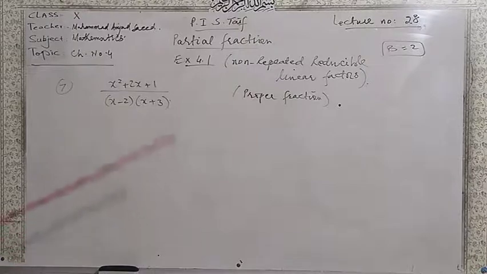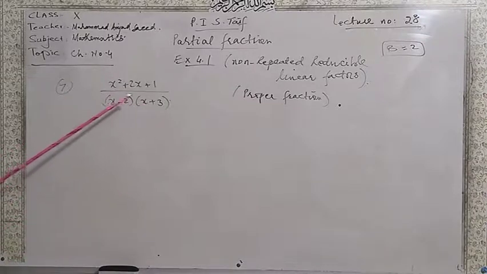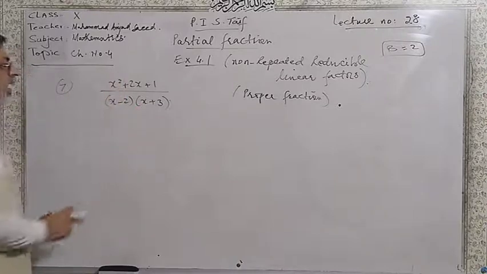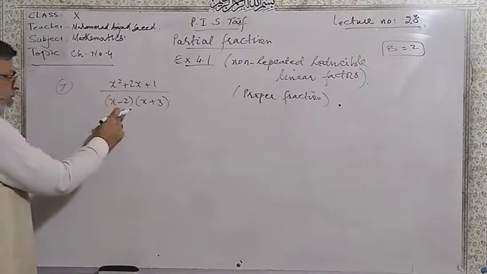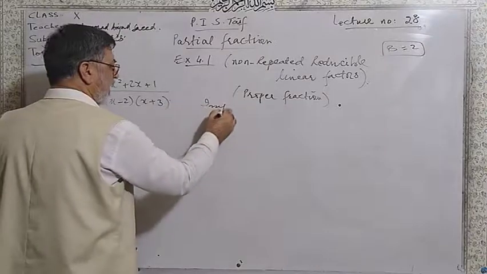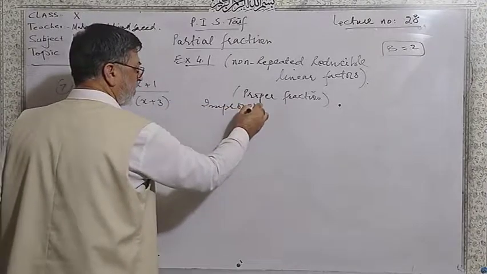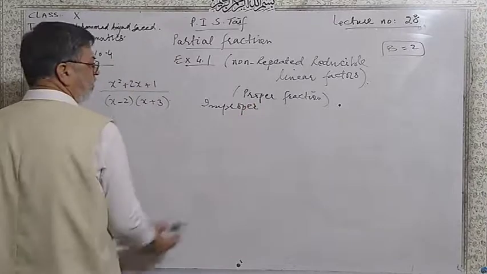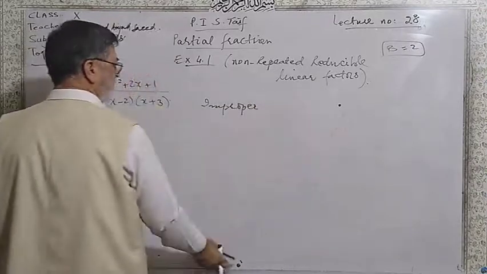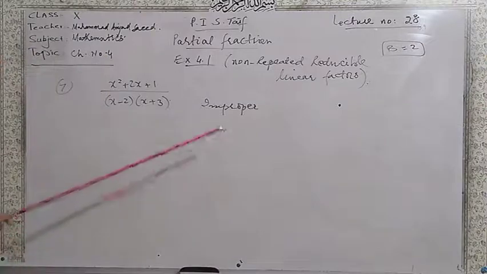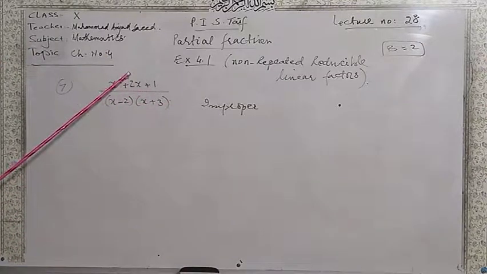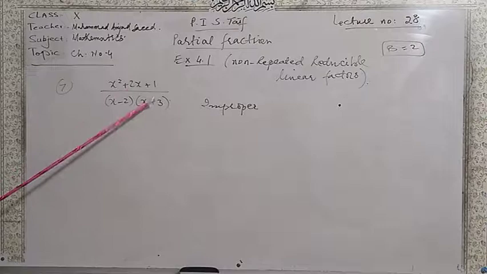Dear students, you can check the degree of numerator. What is the maximum power, the degree of the numerator? That is 2. And what is the degree of the denominator? If you multiply these two brackets, you will get x square. Same power above and below. This is known as an improper fraction. So first of all, we have to convert this improper fraction into a proper fraction.